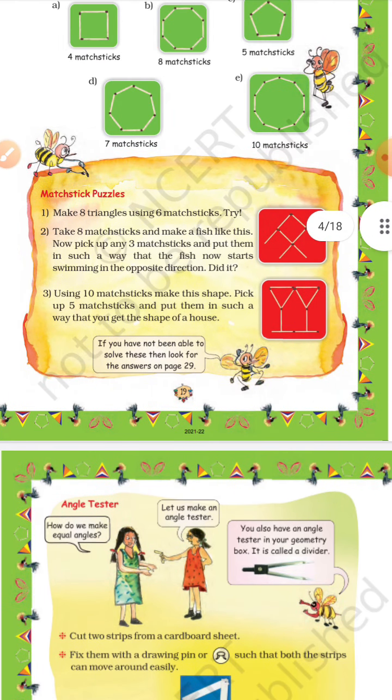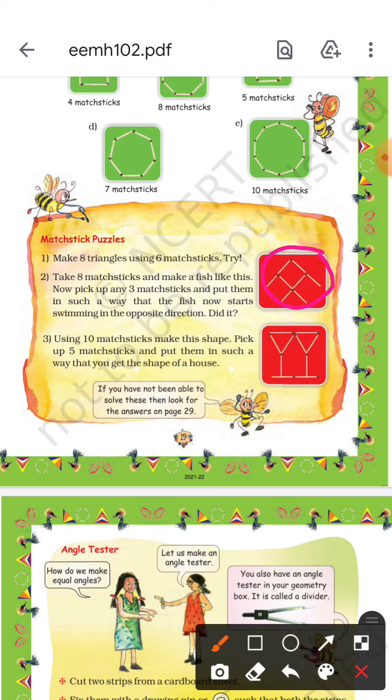So here you can see that matchstick puzzles are there. Here the first is make 8 triangles using 6 matchsticks. Okay, so at first take 8 matchsticks and make a fish like structure this way. Then pick up any 3 matchsticks and put them in such a way that the fish now starts swimming in the opposite direction. Okay, so you can do it by using these matchsticks. Using 10 matchsticks also we have to make the shape and pick up 5 matchsticks and put them in such a way that you get the shape like a house. So it is the figure. Okay, you have to solve this.